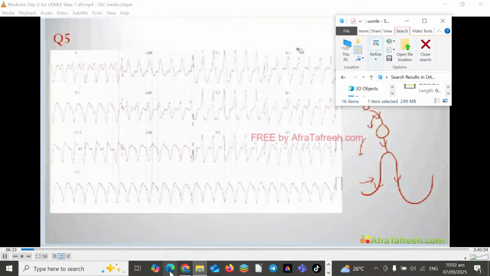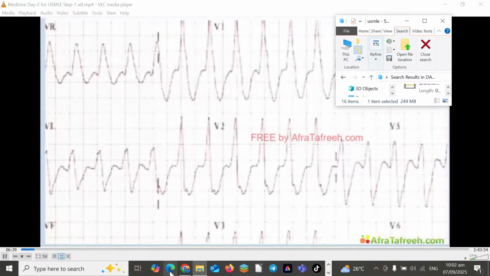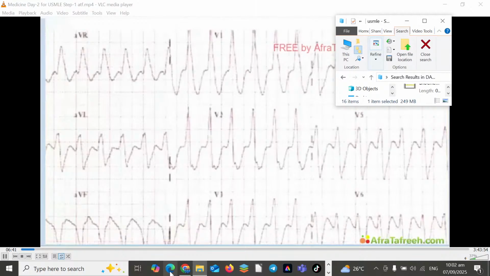So in this case, if you look at any of the QRS complexes, it would be dilated. It would be more than one large box. One large box is estimated to be 200 milliseconds. So if it is more than one large box or even one large box, then it is a wide complex tachycardia.